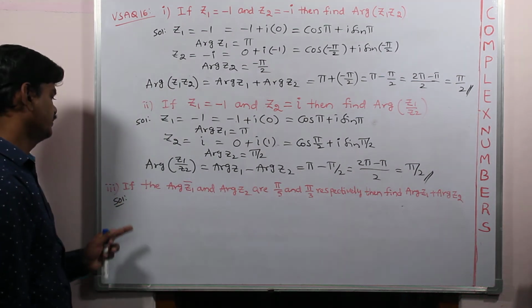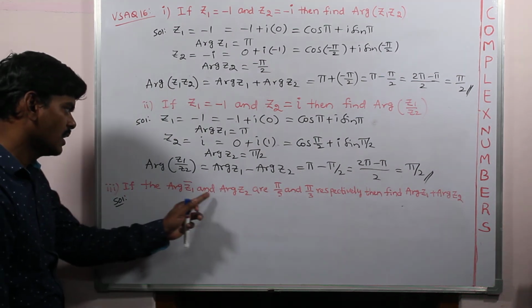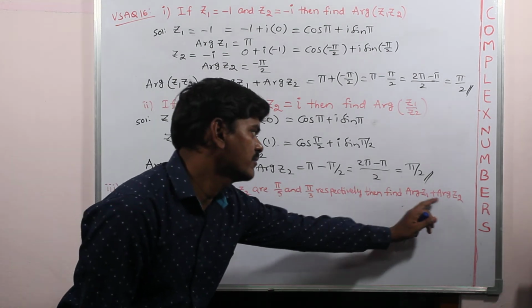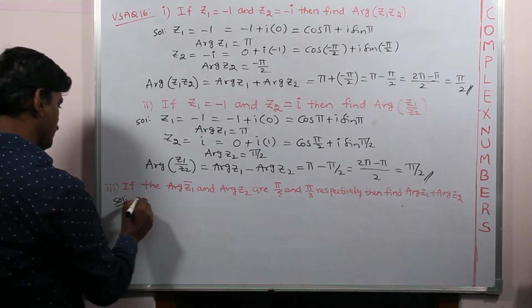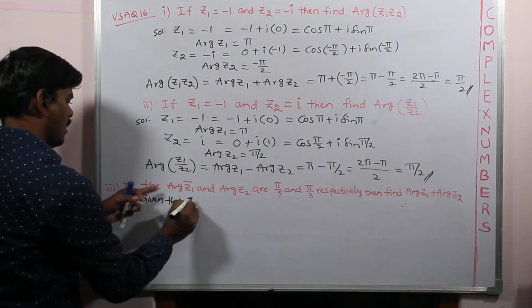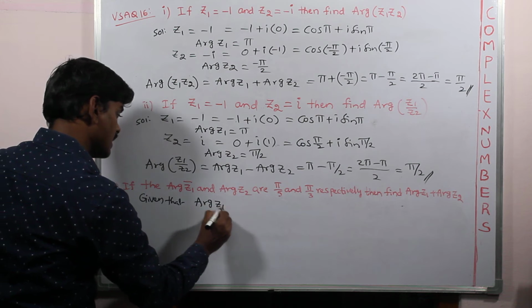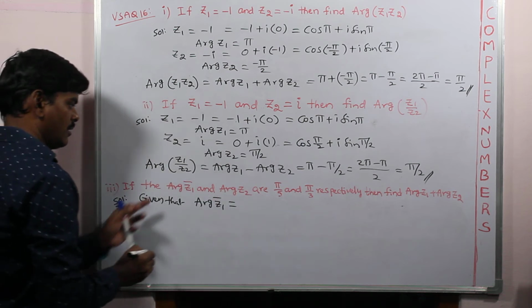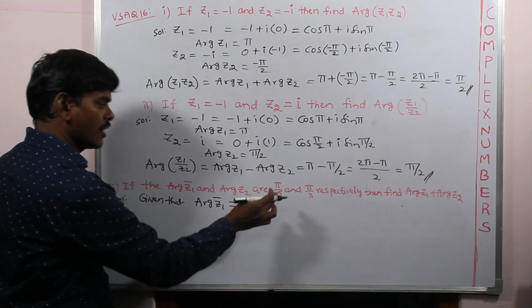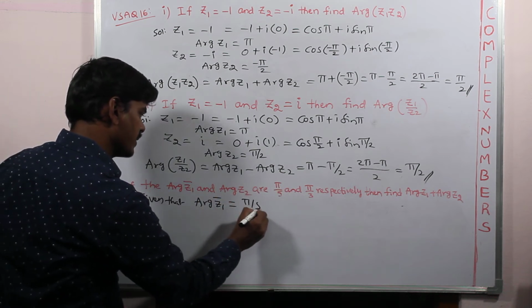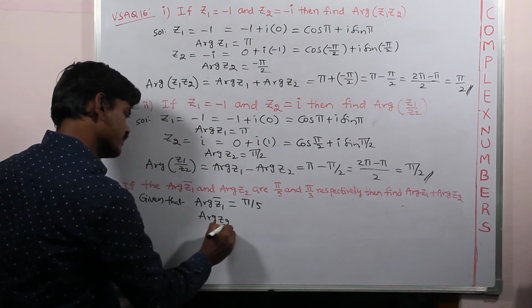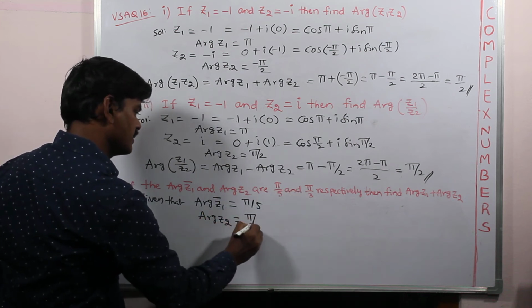Let's see the third question. If arg z1 bar and arg z2 are pi by 5 and pi by 3 respectively, then find arg z1 plus arg z2. So let us write the given information. Observation is most important: this is not arg z1, arg z1 bar is given. The arg z1 bar value is given as pi by 5. The second one, arg z2, is given. The arg z2 value is pi by 3.